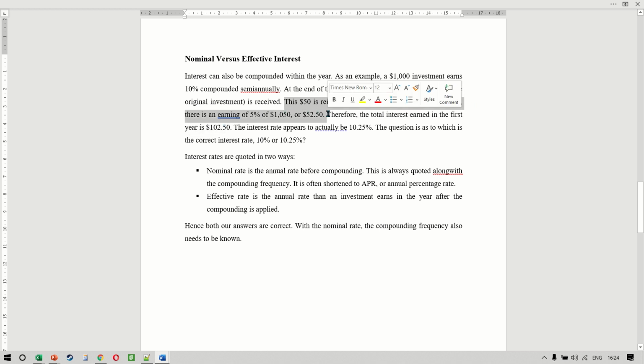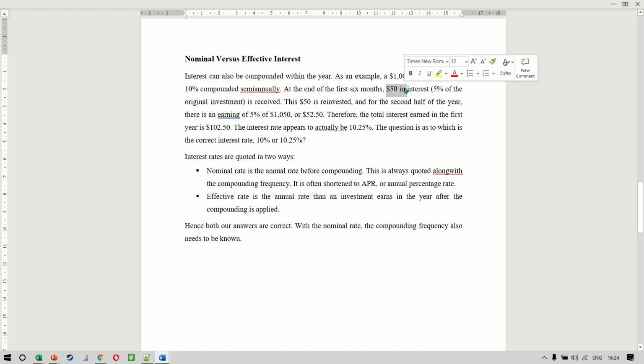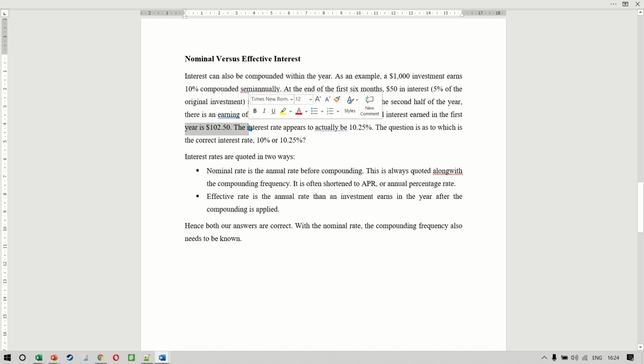of 1,050. So just think of it this way: on the 1st of January, you invested $1,000, and on the 30th of June, you earned an interest of $50 because the interest was half of 10%, which is 5%. But for the second half of the year, from July to December, because the $50 that you've earned has been reinvested, the earning would be 5% of 1050, which is 52.5. And obviously, the total interest becomes 102.5.